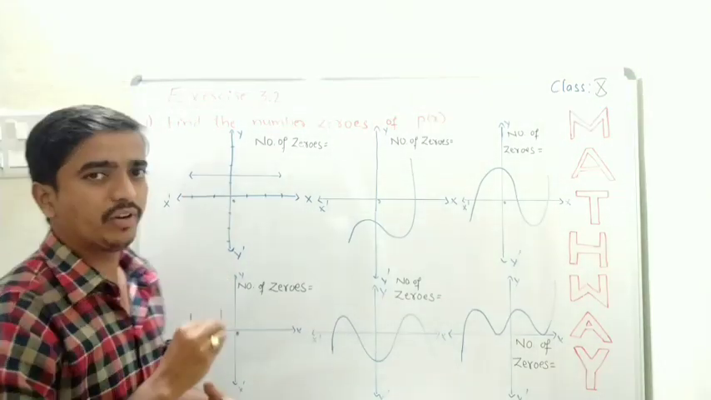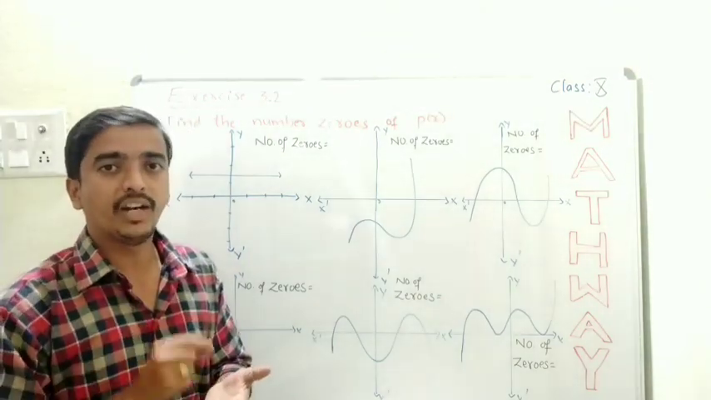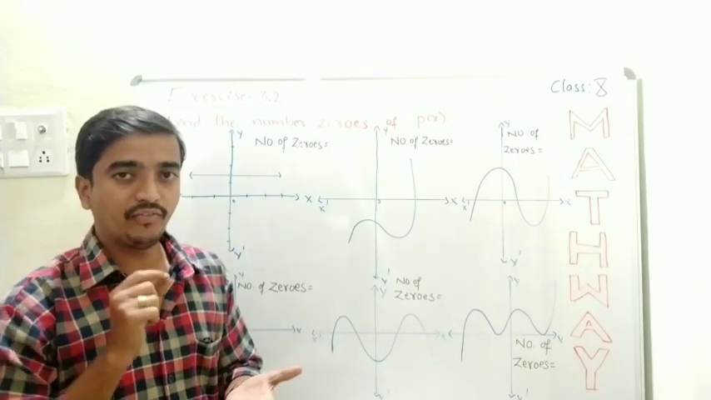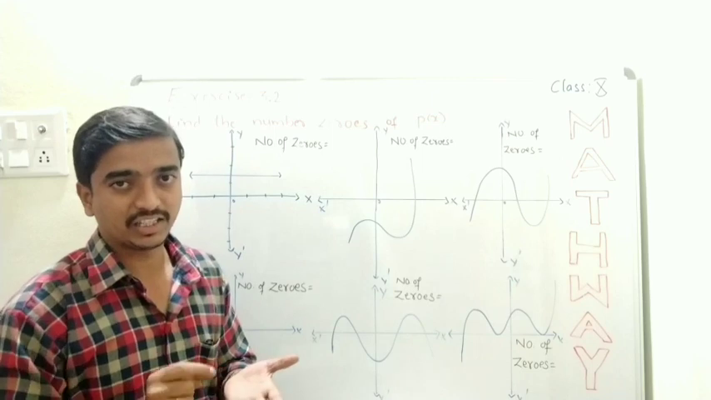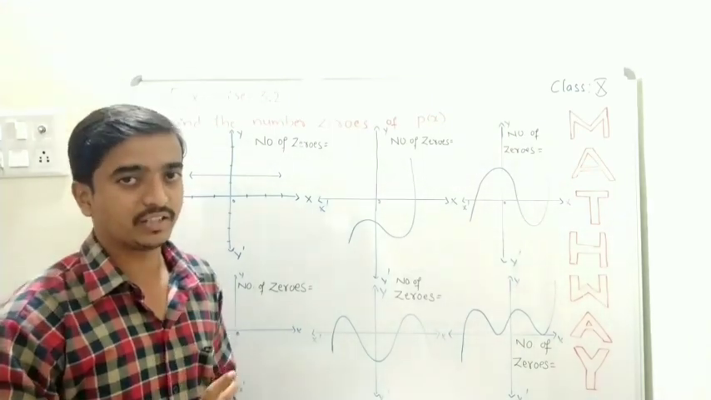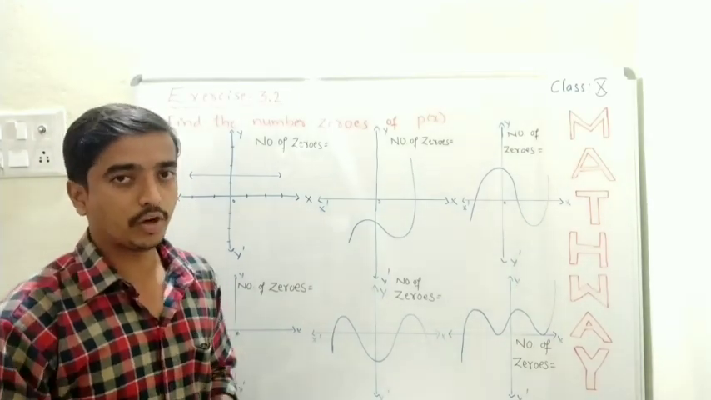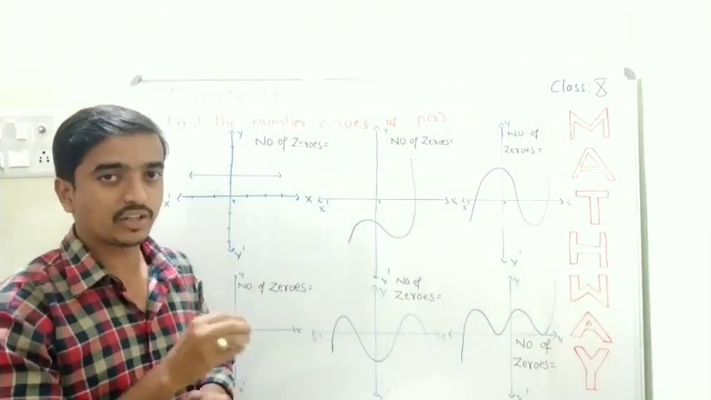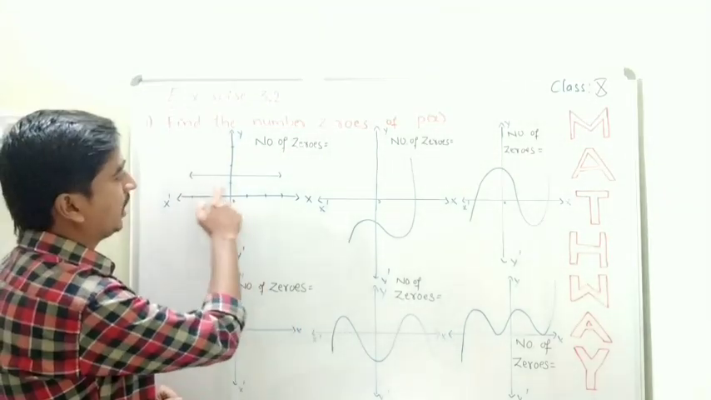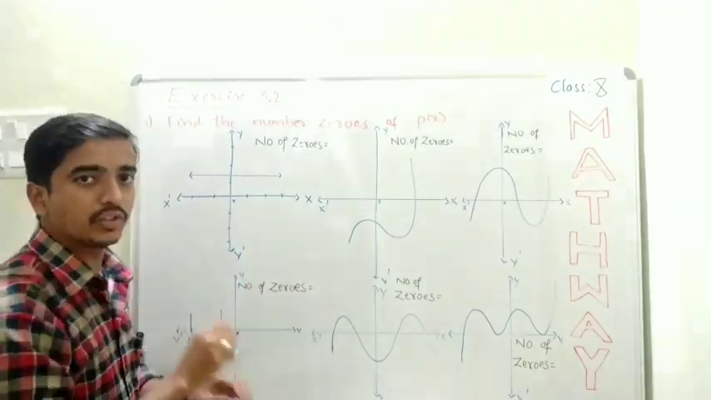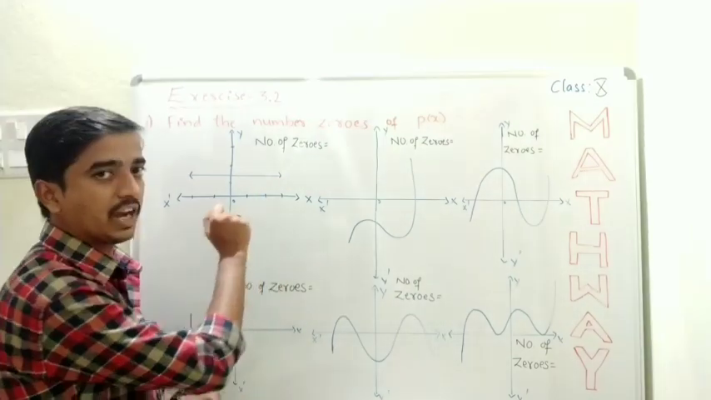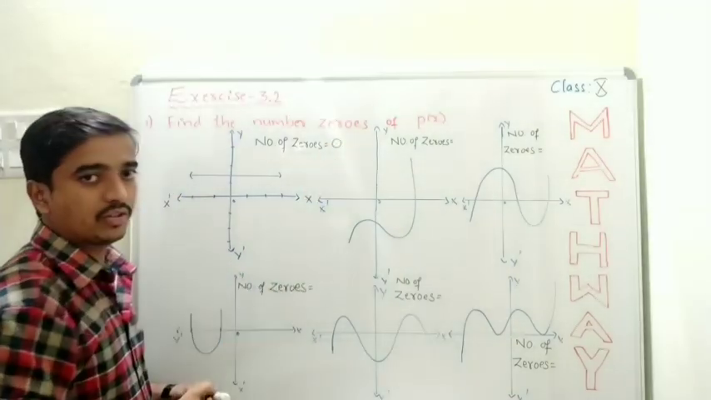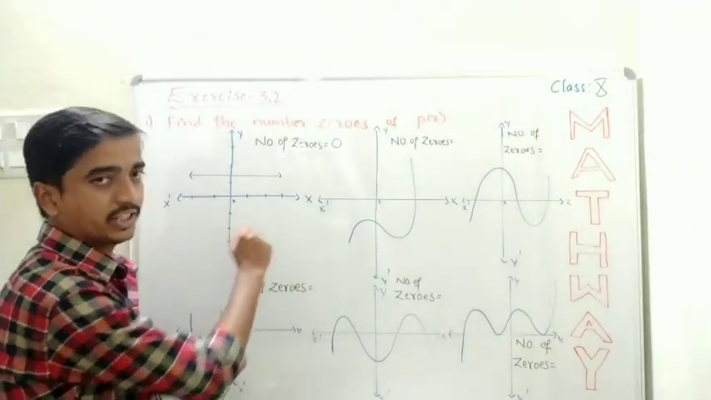By the graph we learned that the number of intersection points on the x-axis are the zeros of the polynomial. If a graph intersects the x-axis, the point at which it intersects is called a zero of the polynomial. So here we have to check whether the graph is intersecting the x-axis or not. If you observe the first straight line, it is parallel to the x-axis, so there is no intersection between the x-axis and the graph. So the number of zeros for the first graph is 0 because there is no intersecting point on the x-axis.